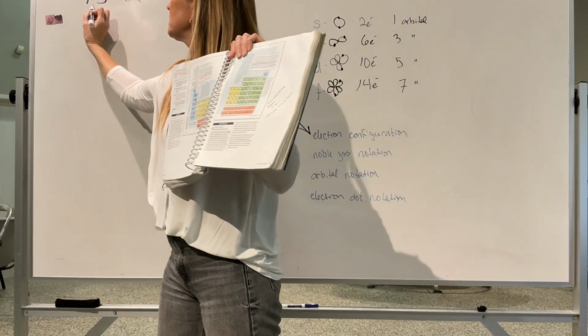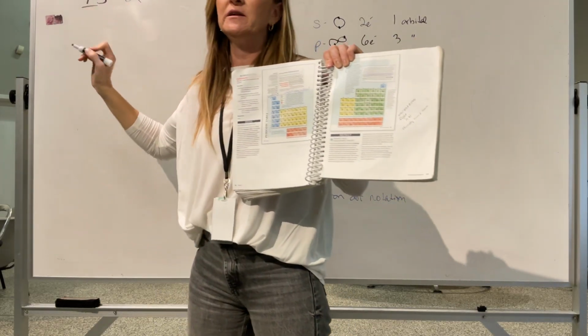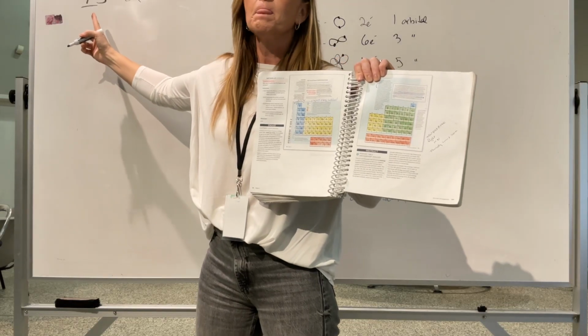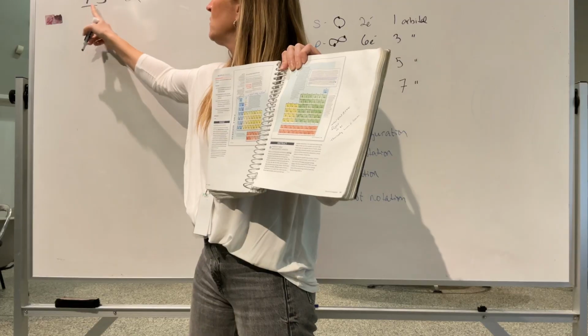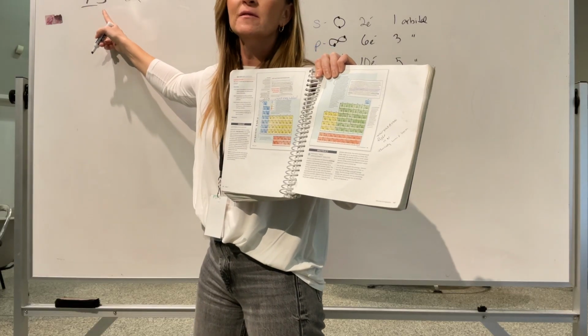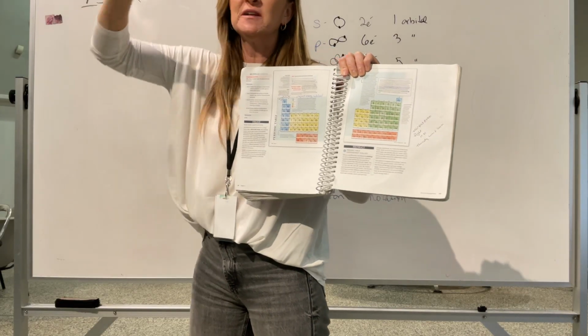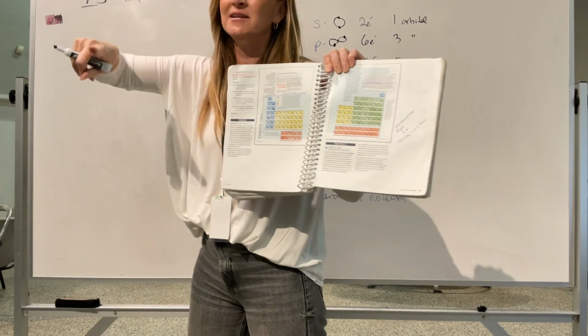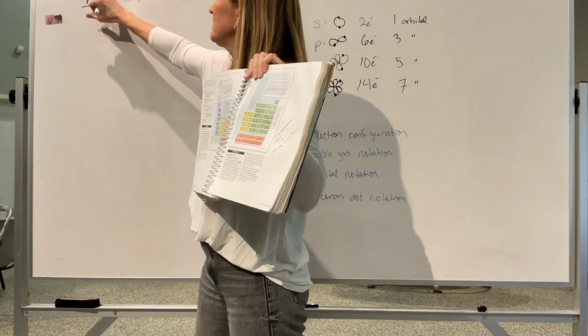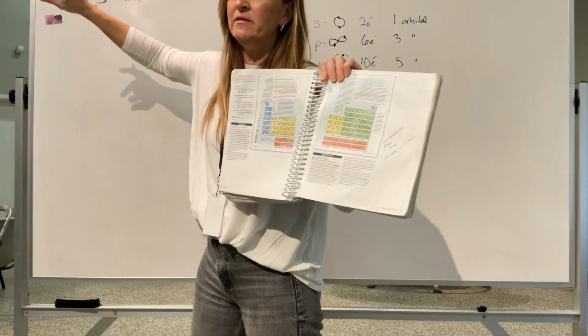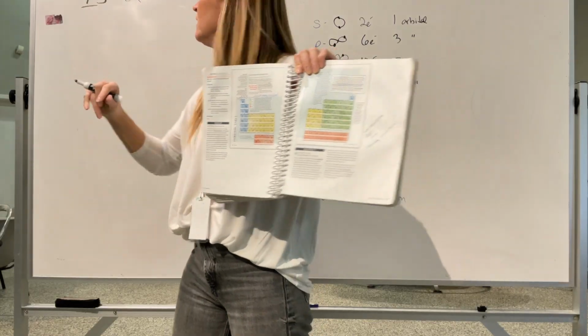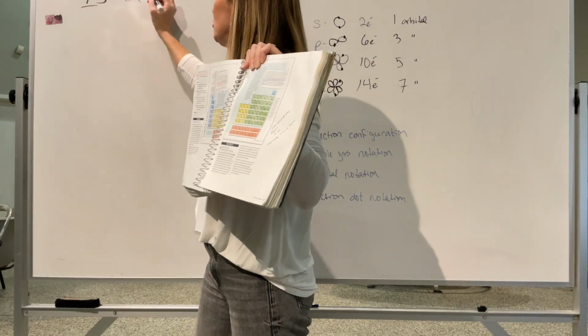All right, guys, what is this right here? If I said, what does the 1 represent in this? The first energy level. What if I said, what does the S represent? It represents the S sublevel. Yes, the S sublevel. And if I say, what does that 2 represent? The number of electrons in that single orbital. Yeah, exactly. Okay, so we've got 1s2, 2s2.